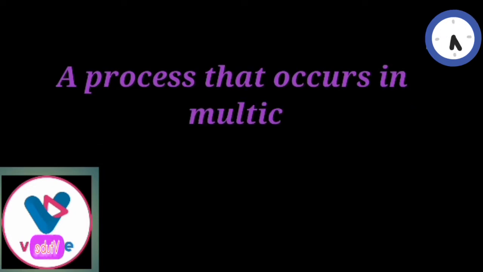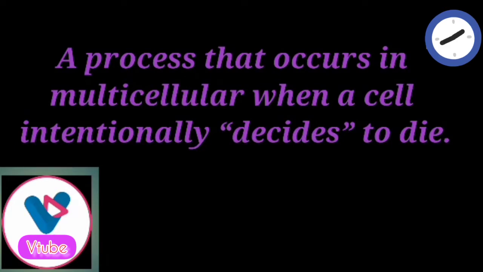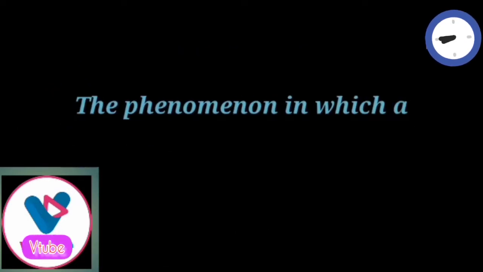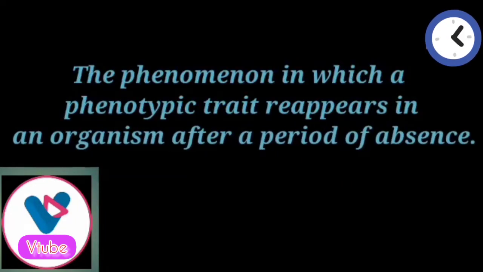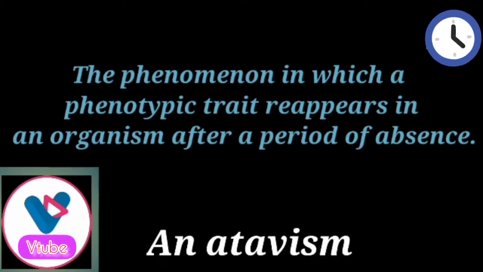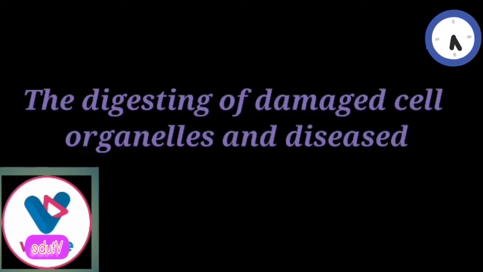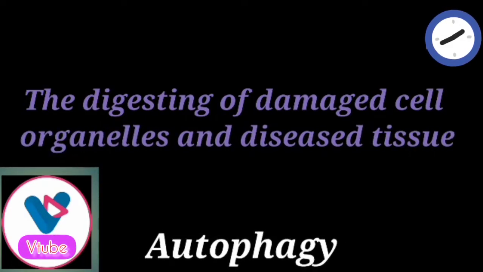A process that occurs in multicellular organisms when a cell intentionally decides to die is called apoptosis. The phenomenon in which a phenotypic trait reappears in an organism after a period of absence is called atavism. The digesting of damaged cell organelles and diseased tissue is called autophagy.